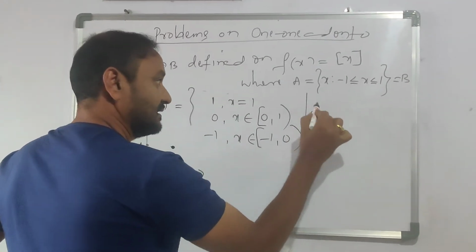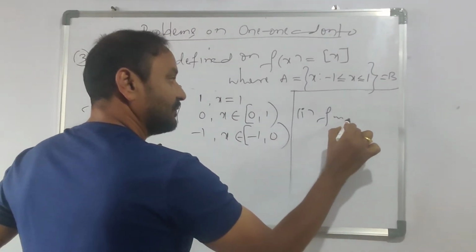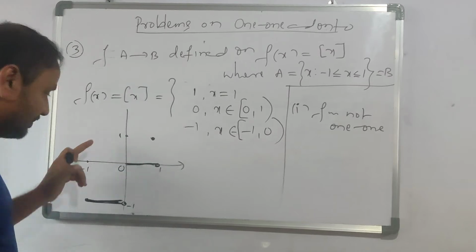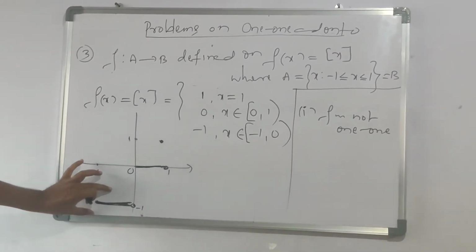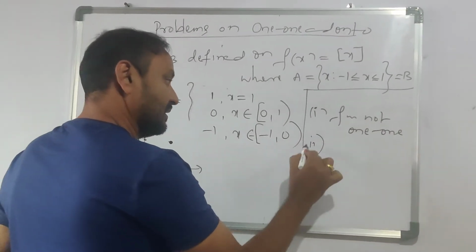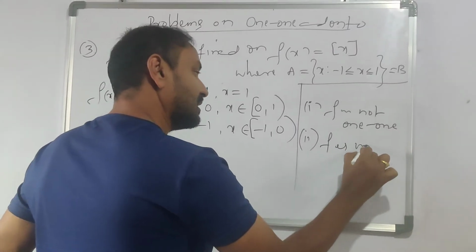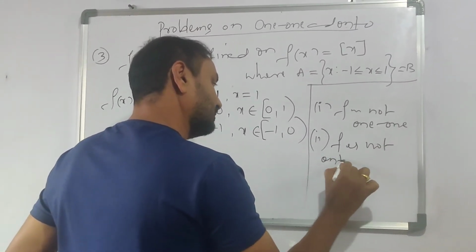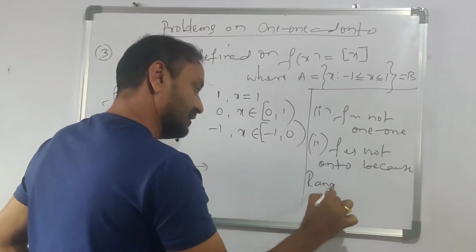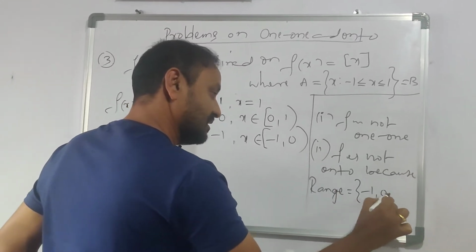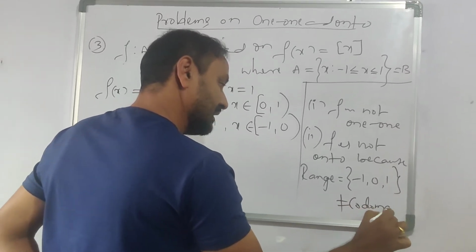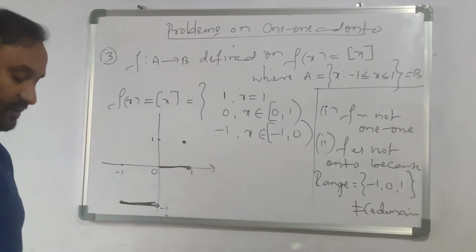I am writing here. So f is not 1-1, because the line parallel to the x-axis on the graph intersects at more than one point. So that's why it is not 1-1. Number 2: here f is not onto, because the range is equal to minus 1, 0, 1. So it is not equal to the codomain. So clearly it is not onto.